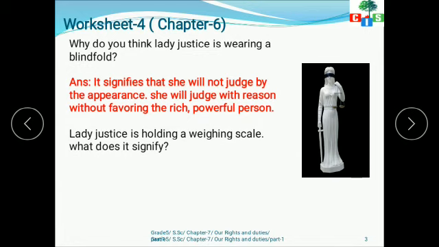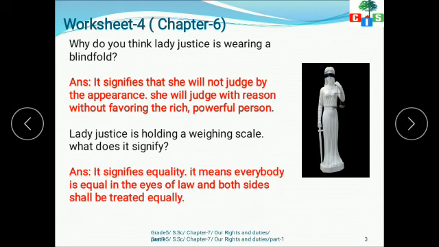Now the next question: Lady Justice is holding a weighing scale. What does it signify? If you look at this picture, in one hand she has the weighing scale and in the other hand she has a sword. Why does she have the weighing scale? Because it signifies equality. The weighing scale is a symbol of equality, which means that everybody is equal in the eyes of the law and both sides shall be treated equally.